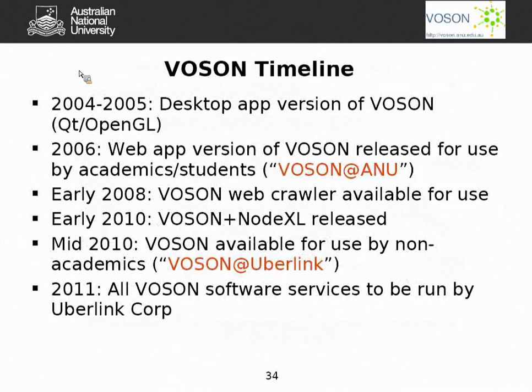In 2006, we released the web app version, and that's what people were using this morning. It's been available for use by academics and students since 2006. I call that Voson at ANU because for a long time I only allowed academics and students to use Voson. So I'd get the occasional request from people who either didn't see what I'd written on the web page, that it was not available to anyone apart from an academic or student, or they saw that and asked anyway, to see if I could let them use it.